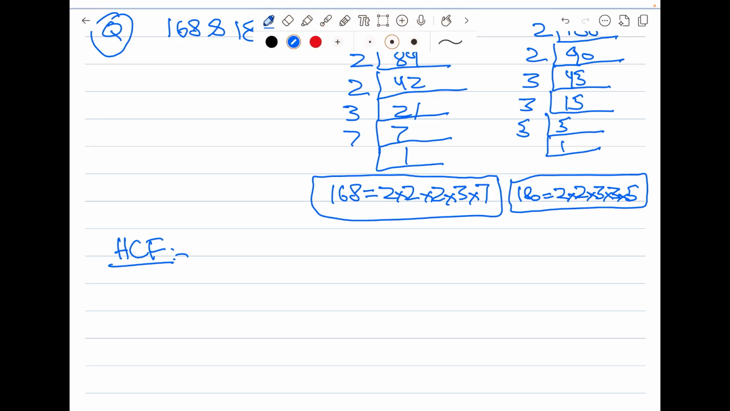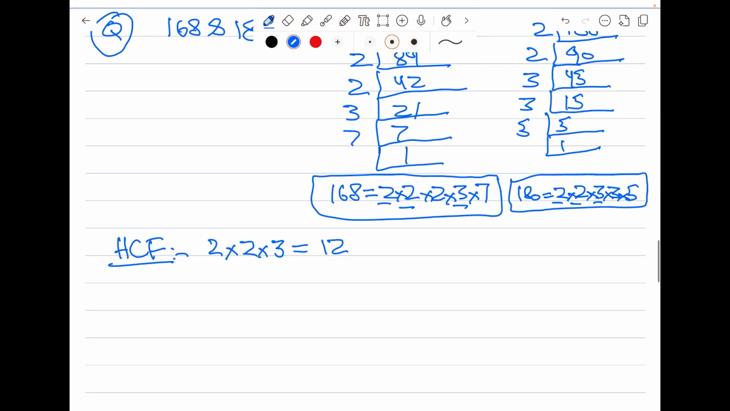So that we have 2, which occurs in both prime factorizations, and then another 2 that occurs in both prime factorizations, multiplied by 3, which occurs in both prime factorizations, so that we have 12. So 12 is the highest common factor, the HCF, for 168 and 180.